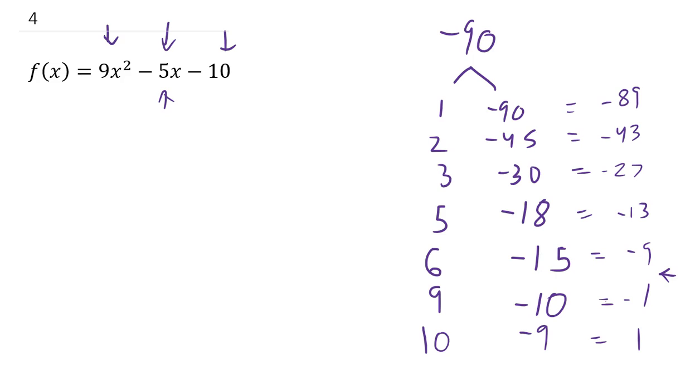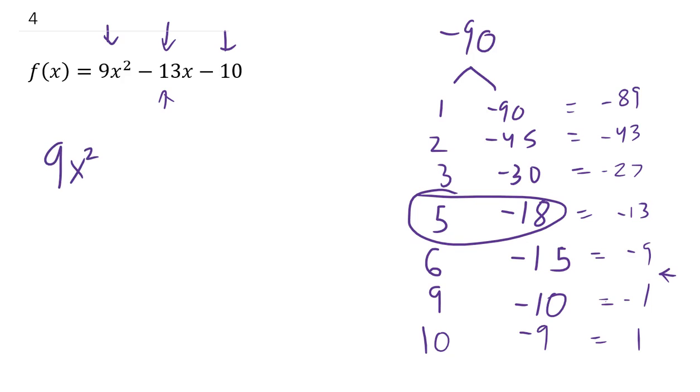So that's sad. I guess we'll change it. Maybe we'll do minus 13x. So I'm looking for something that adds up to -13. Oh my goodness, I found it! It's 5 and -18! So I will rewrite this problem as 9x squared plus 5x minus 18x minus 10.